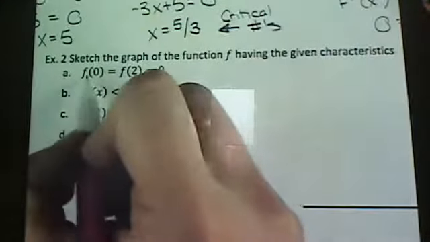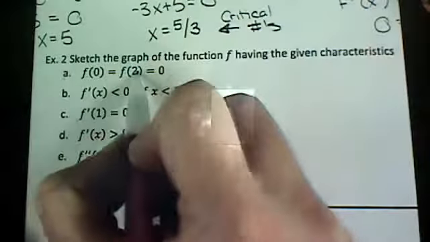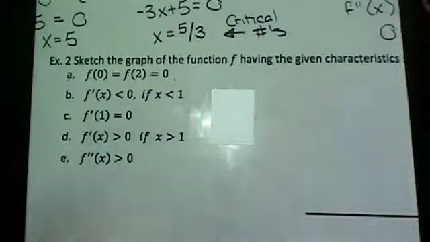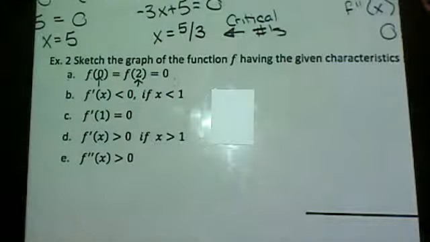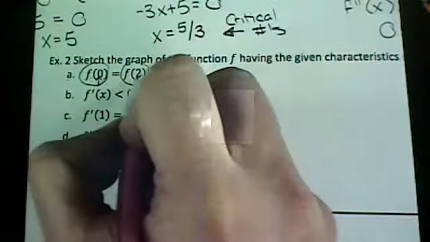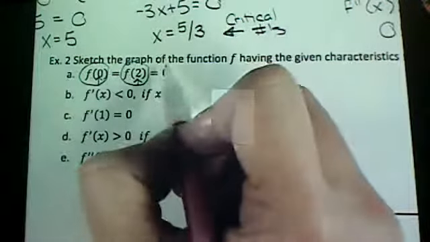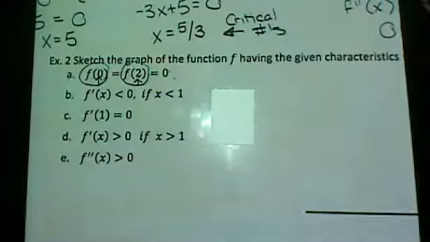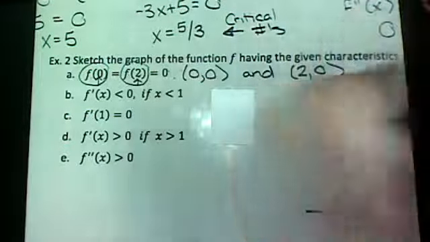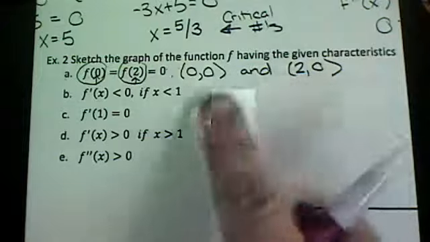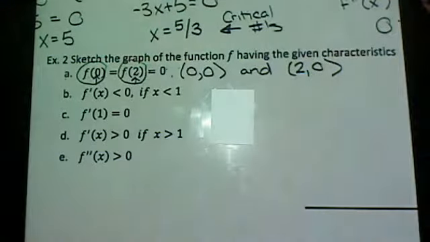Start with this part. f of 0 equals f of 2 equals 0. Well, what does that mean? Remember, this and this are an x value, whereas all of this means that when you plug 0 in, you get a y value. When you plug 2 in, you get a y value. And they're saying those y values are 0. So basically, they gave us 2 points: 0, 0, and 2, 0. So these are x-intercepts, where it's going to hit the x-axis.